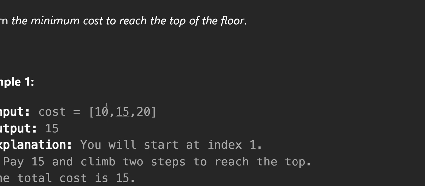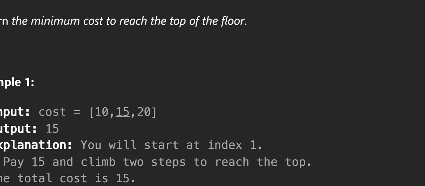The first test case is 10, 15, and 20. We can move one step or two steps at a time. It totally depends on what we choose next to get the minimum cost. First of all, we start from the zeroth index. We can go to 10 or we can go to 15. We have two options. If I go to 10, then I have to go to 20, the maximum. Then my total cost will be 10 plus 20, which is 30.